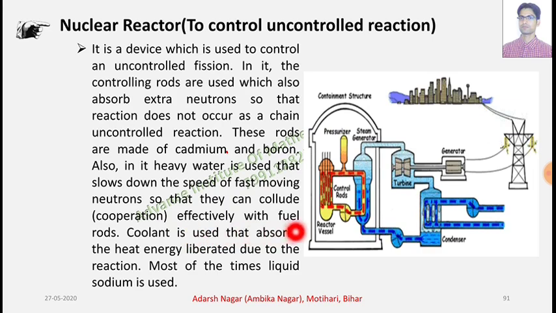Coolant is used that absorbs the heat energy liberated due to the reaction. Most of the time, liquid sodium is used as the coolant, mostly in the liquid form.